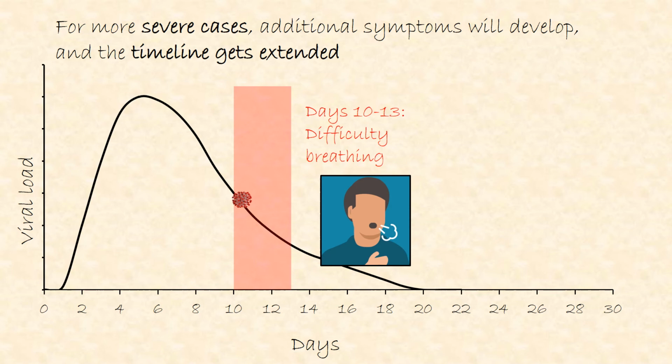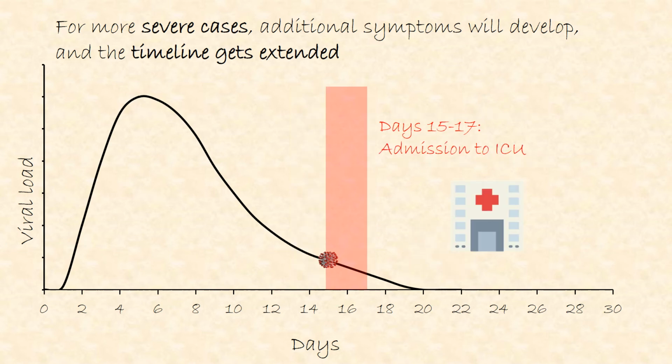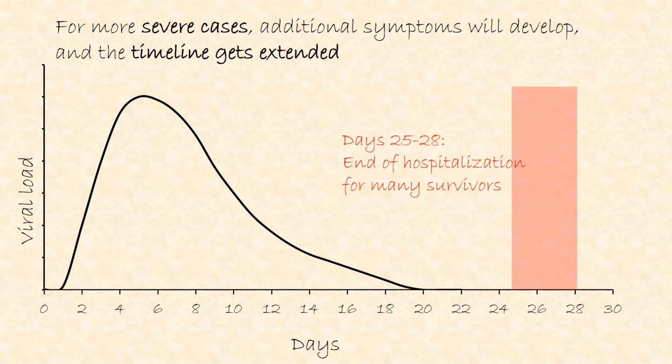Doctors have reported that around day 10, people with these cases may start to experience difficulty breathing, which can worsen and turn into acute respiratory distress syndrome in another few days. Most people that need to be hospitalized for COVID-19 are admitted about 2 weeks after exposure. For those that survive, they are usually released after an additional 2 weeks has passed. It's important to note that especially with severe cases, though, the timeline can be very different for people based on their individual case.